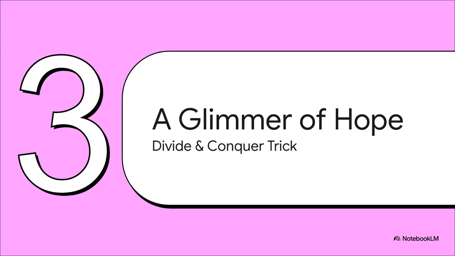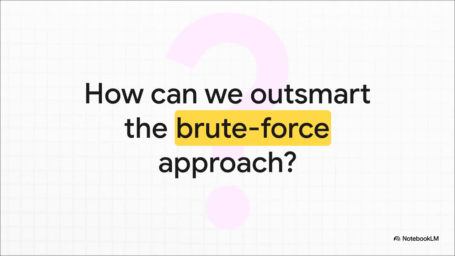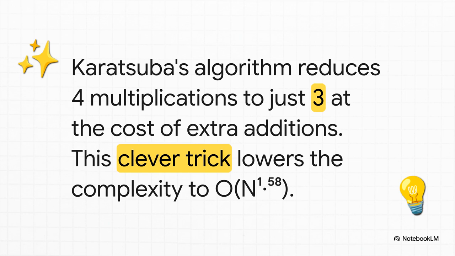So how in the world do we defeat this O(n²) beast? Well, our first clue comes from a classic computer science strategy: divide and conquer. The key question becomes this: can we somehow reduce the number of multiplications? I mean, multiplications are by far the most computationally expensive part of this whole operation. If we can just do fewer of them, we can win back a ton of speed. And it turns out the answer is yes.